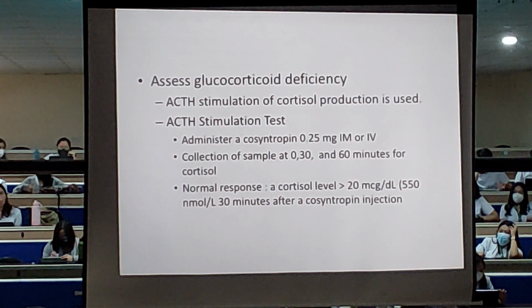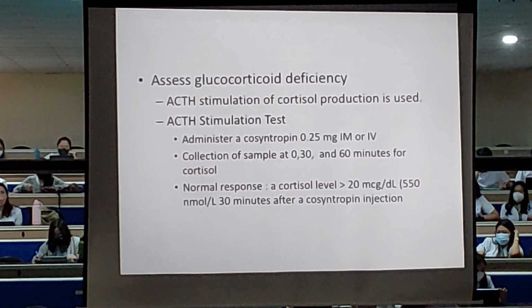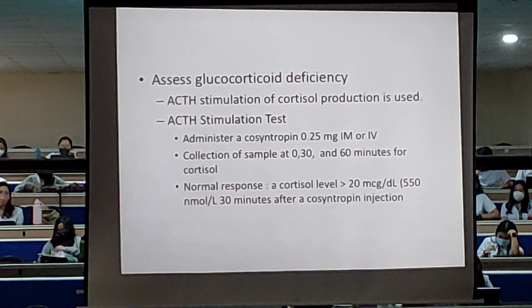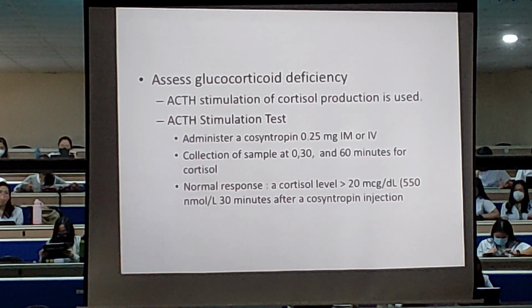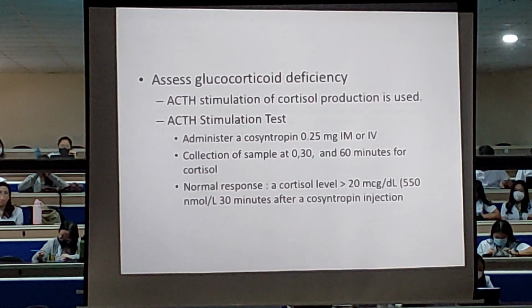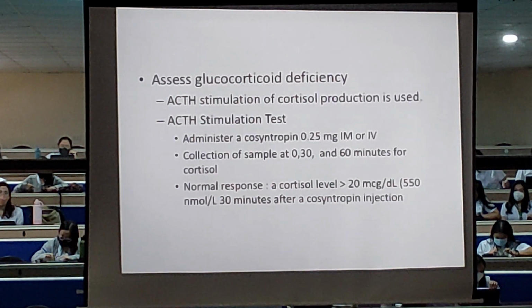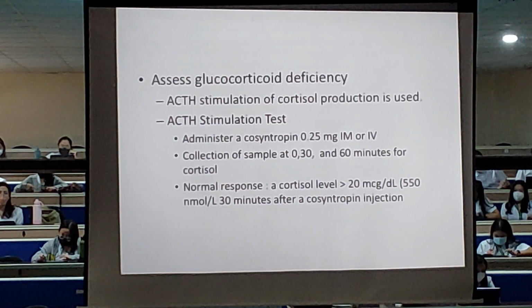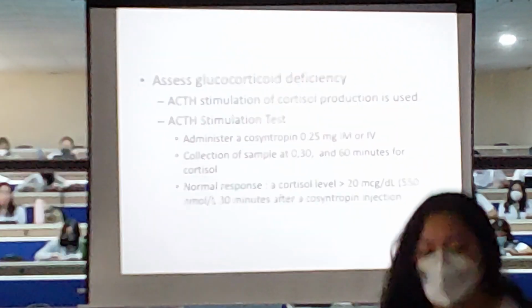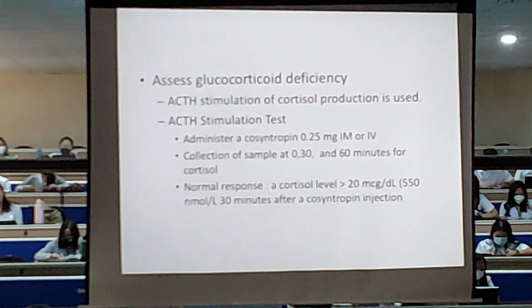Blood is collected before you inject ACTH, at 0. Then 30 minutes after injection of cosyntropin and 60 minutes after injection, you need to get the serum cortisol. The normal response if you inject ACTH would be an increase in the cortisol production by more than 20 microgram per dL or 550 nanomole per liter 30 minutes after injection of cosyntropin.